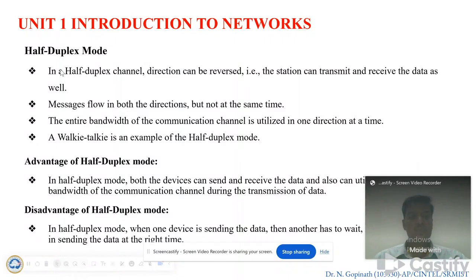Next is the half duplex mode. In a half duplex channel, directions can be reversed. That is, the station can transmit and receive the data as well. Messages flow in both the directions, but not at the same time. The entire bandwidth of the communication channel is utilized in one direction at a time. A walkie-talkie is an example of the half duplex mode. Advantage is that both the devices can send and receive the data. Disadvantage is when one device is sending the data, the other has to wait to receive the data.